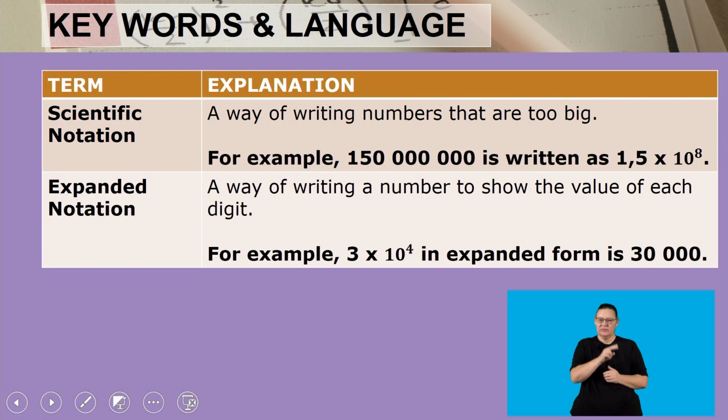Let's look at the keywords that we are going to be looking at in this lesson, and that is, for starters, scientific notation. That is a way of writing numbers that are too big. For example, 150 million is written as 1,5 multiplied by 10 exponent 8. Then we have expanded notation. That is a way of writing a number to show the value of each digit. For example, 3 multiplied by 10 exponent 4 in expanded form is 30,000. So those are the keywords that we are going to be looking at in this lesson.